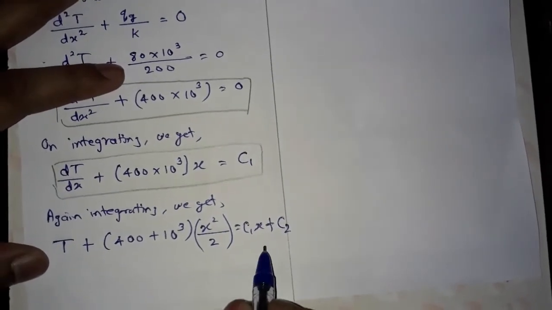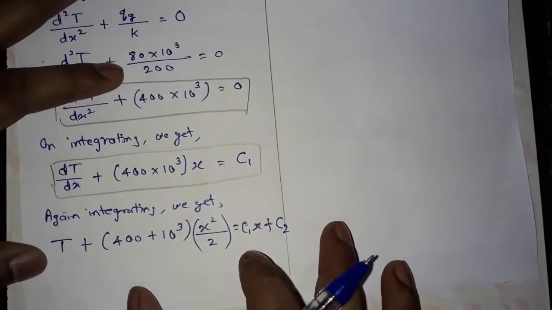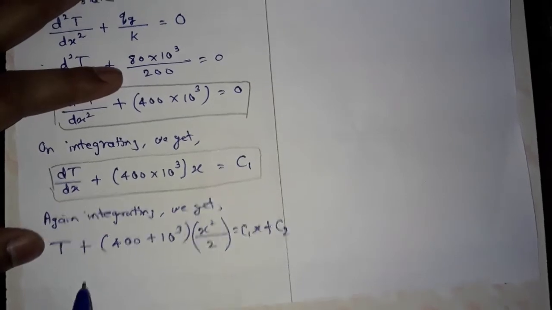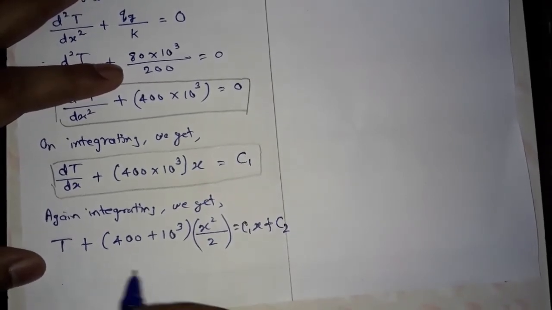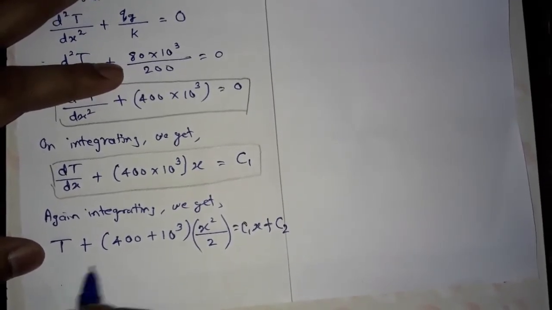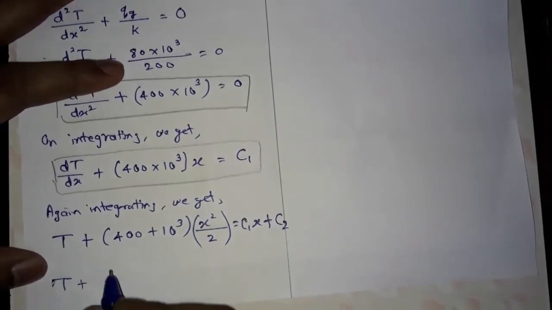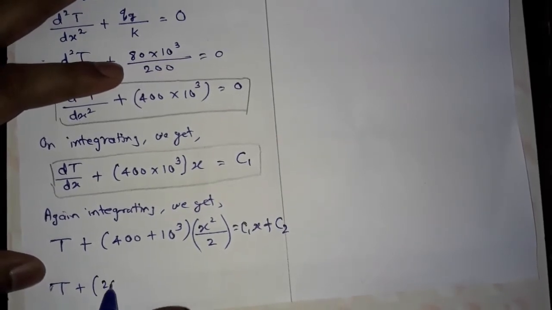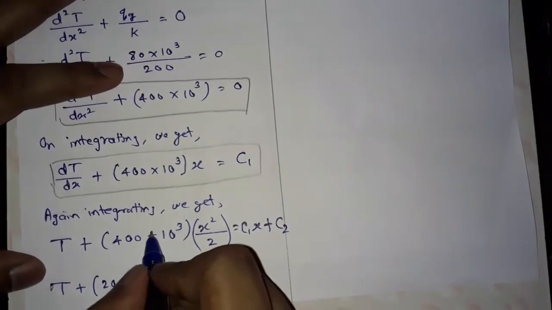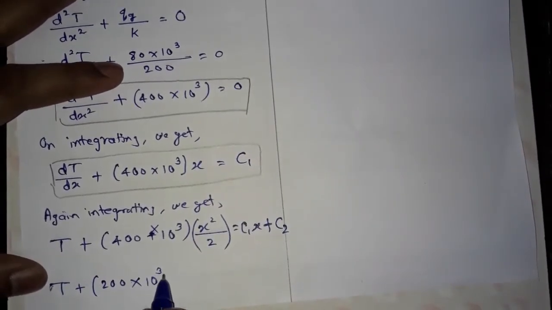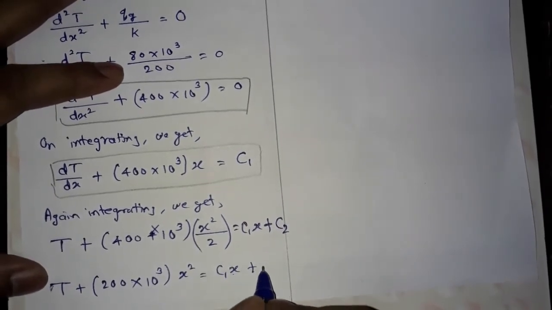Further here as we know c1 and c2 are the constants, so we need to calculate their values, okay friends. So here let's first simplify this whole term. So T plus, into bracket 200 into 10 cube, bracket closed, x square is equal to c1x plus c2.